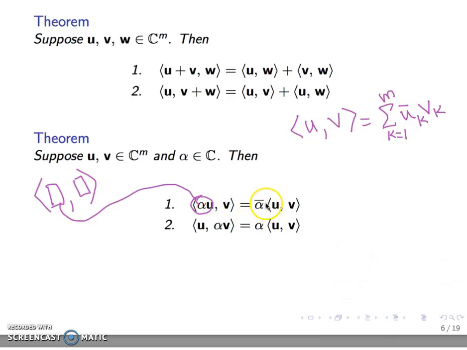Okay? So the order of appearance matters. If alpha u appears as a first argument, if that scalar vector multiplication is in the first argument, what comes out of the inner product is the complex conjugate of the scalar. However, if the scalar vector multiplication appears as a second argument, what comes out is the scalar itself, not the complex conjugate, but the scalar itself.